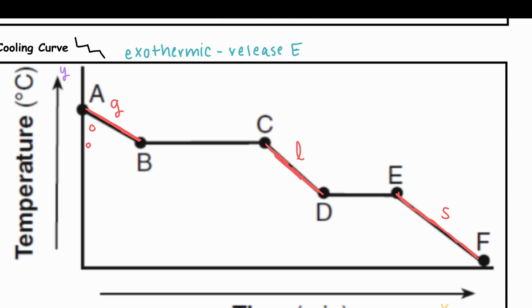Okay, we can draw these particles further apart. And then as that temperature is decreasing, those intermolecular forces are getting stronger and those particles are becoming more and more compact. So it's going to be pretty much the opposite of your heating curve.